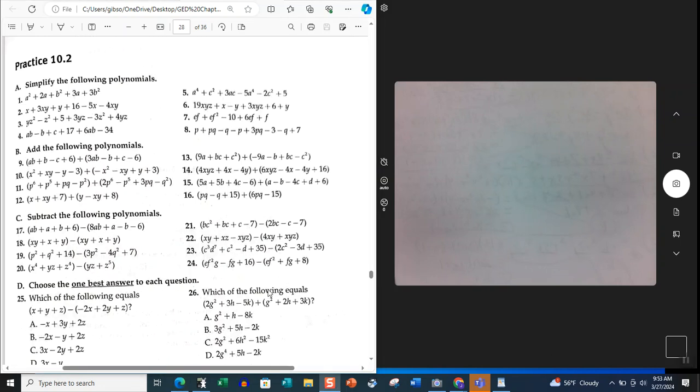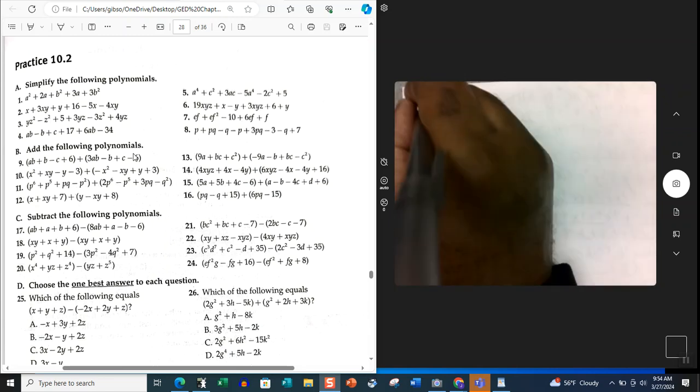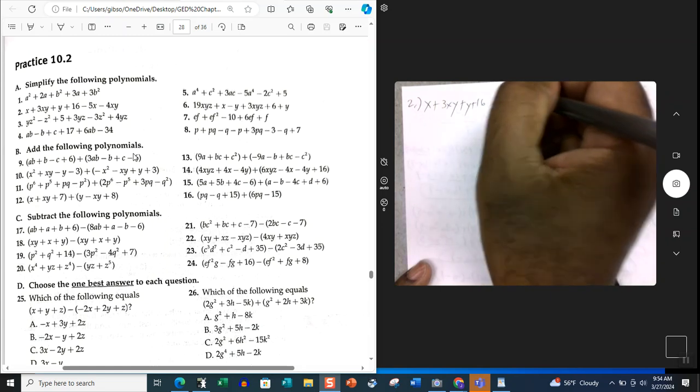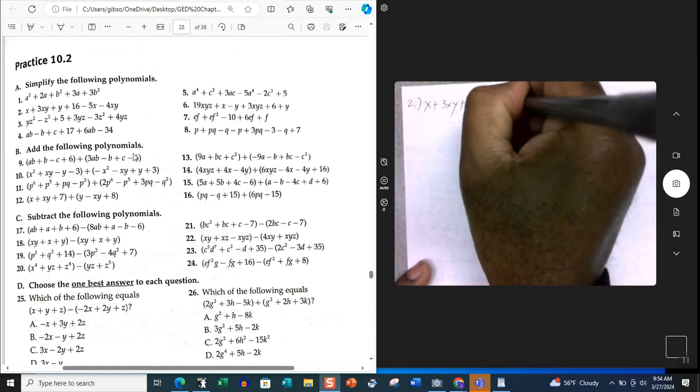So what I'm going to do here, I think I'm going to do about 2 to 3 from each one of these, this A, B, and C, and then I'll see if we need to do D. So let's look at A. It says simplify the following polynomials. I'm going to start with problem number 2. Problem number 2, we have x plus 3xy plus y plus 16 minus 5x minus 4xy.